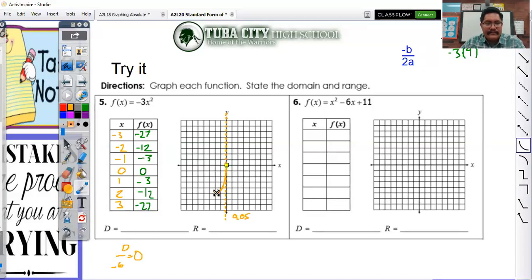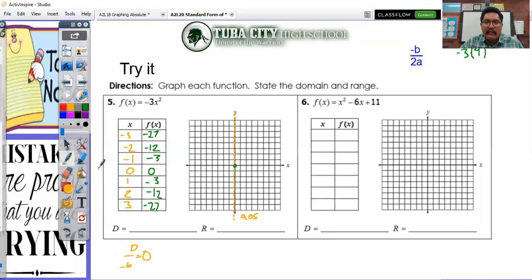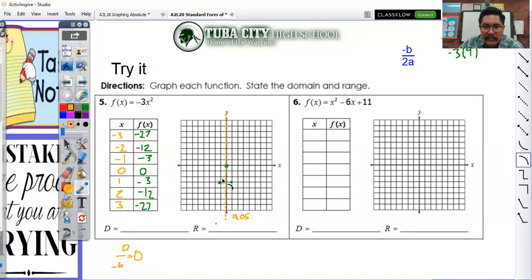And that's going to go through, so let's try our best to go through these areas. So again, it starts from 0, 0. Actually, you know what, for you, you probably should plot these points as closely as you can. So we have 0, 0, negative 1, negative 3, and negative 2, negative 12. So that's going to be way down here. Our parabola is going to be extremely narrow.